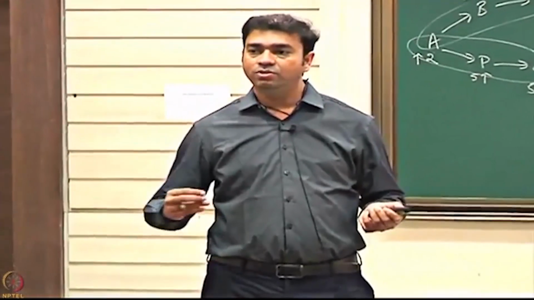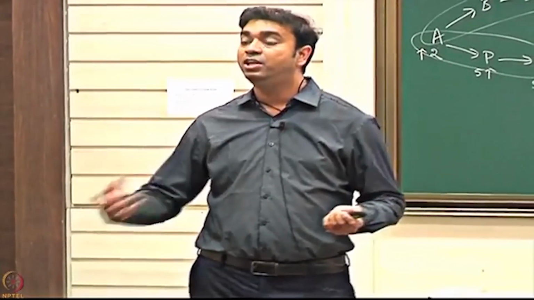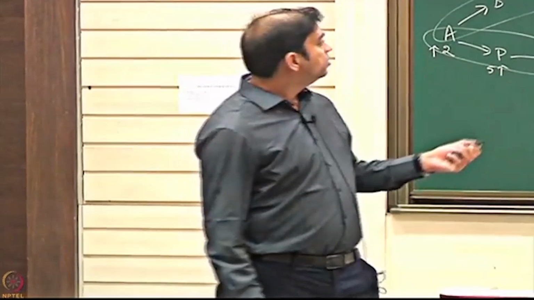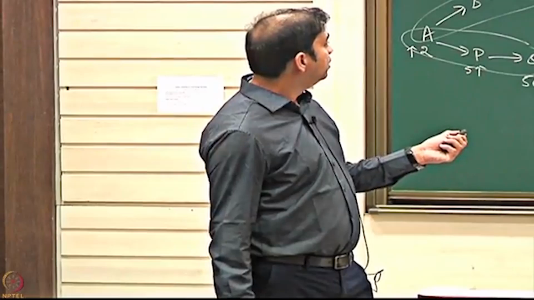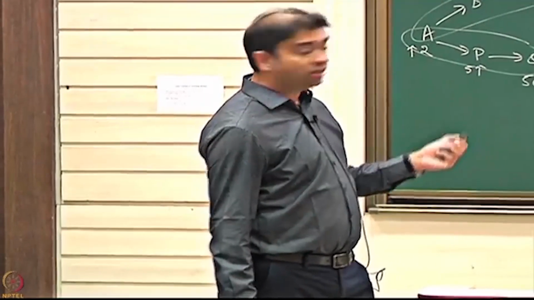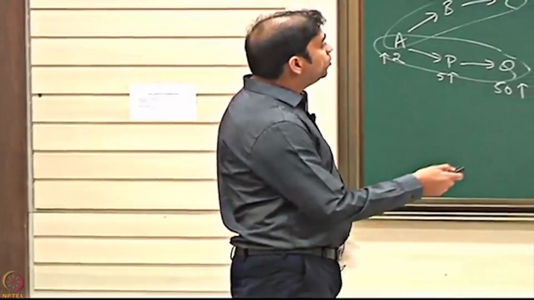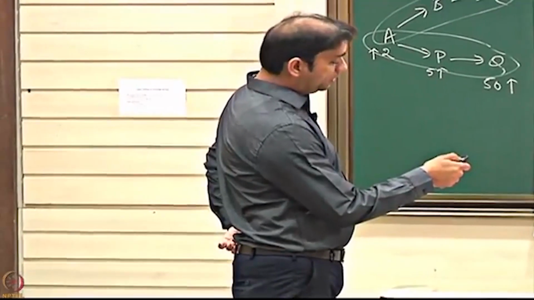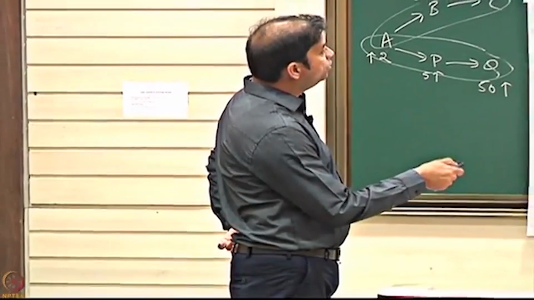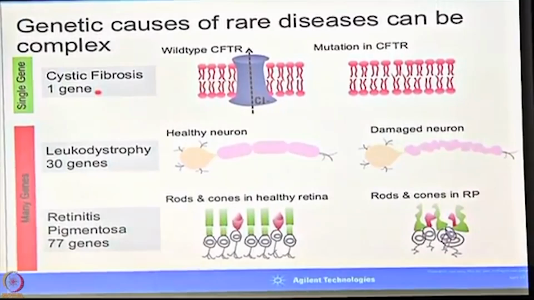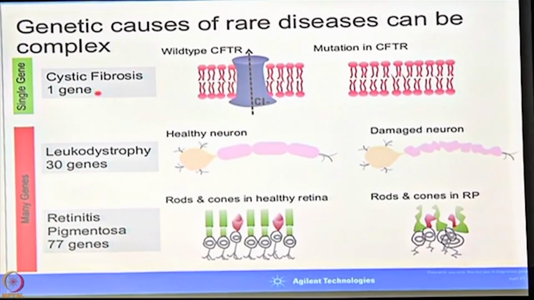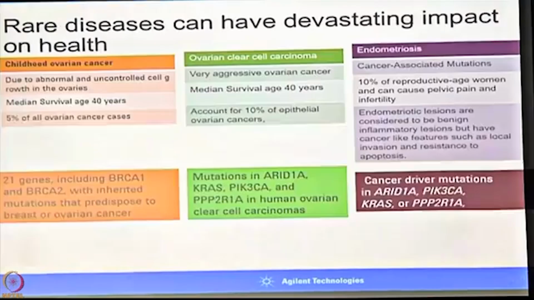So it's very difficult to identify when multiple genes are affected. Here, about 30 genes are affected, and in this disease 77. The problem is that this causes damaged neurons, and in retinitis pigmentosa, the cone cells and rod cells are disturbed. So these are the diseases, and multiple genes are involved in them.